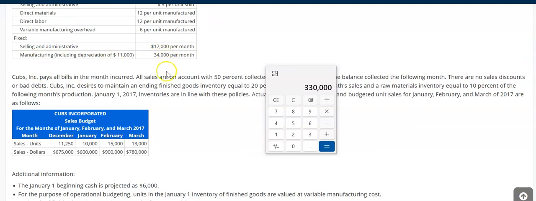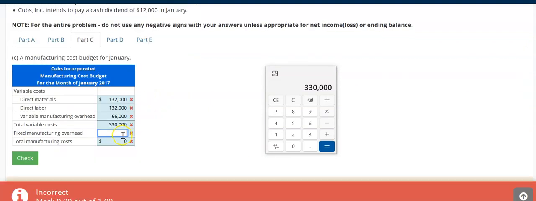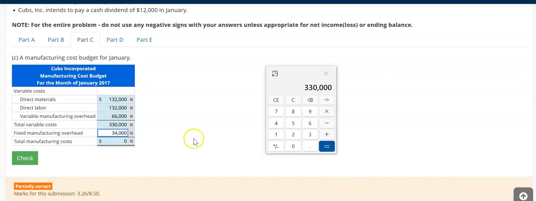Then fixed manufacturing overhead, I believe they just gave us that figure. They did, $34,000. And so now all we have to do to get our final answer is just add 34,000 to the 330,000 that we already had, and we come up with $364,000.